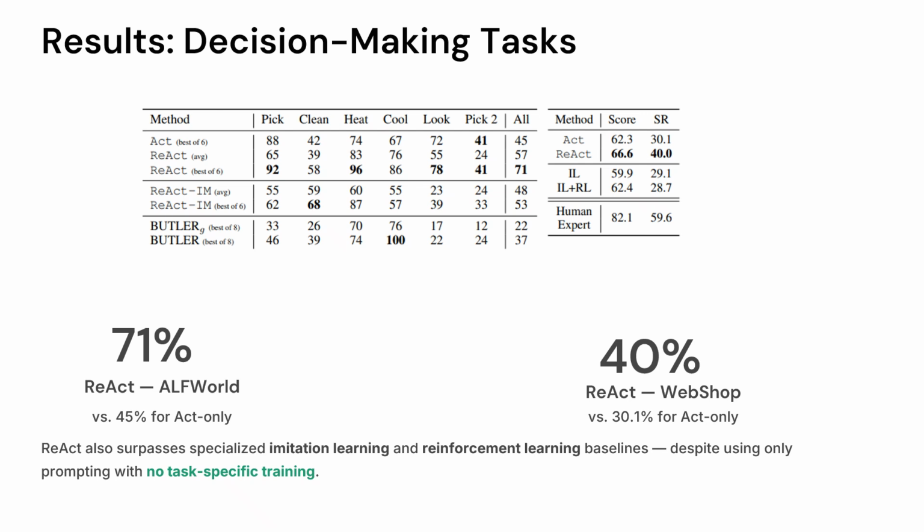So moving on to decision-making datasets, we could clearly see that for both the ALFWorld and WebShop datasets, ReAct was better than Act and any other prompting techniques. So we could see that even despite not fine-tuning and only taking a few-shot prompting examples, we were able to train a model with ReAct, which was better than a lot of cases like Act or BUTLER or internal monologue prompting.